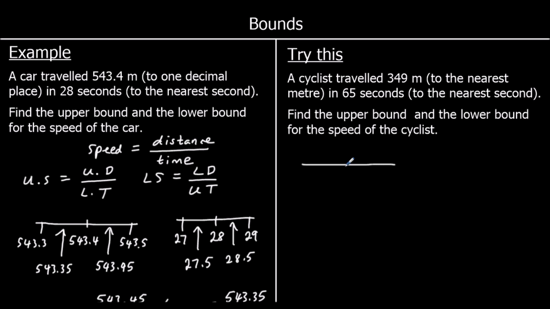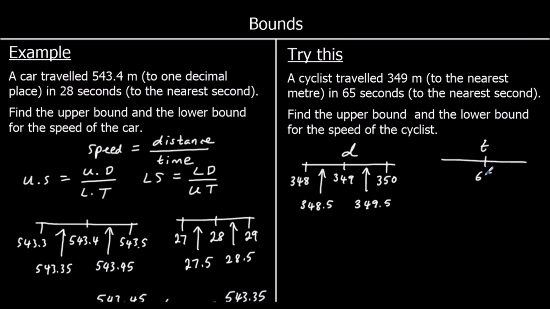So let's look at our distance. So 349 to the nearest meter. So the one up is 350. Down one is 348. So our lower bound, 348.5. And our upper bound, 349.5. So that's our distance. For our time, so it's 65 seconds. The one up is 66. One back is 64. So our lower bound is 64.5. And our upper bound 65.5.